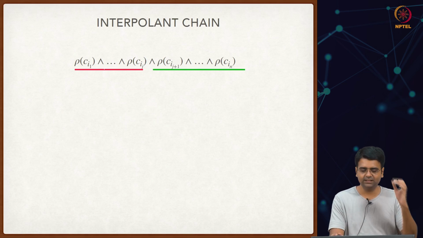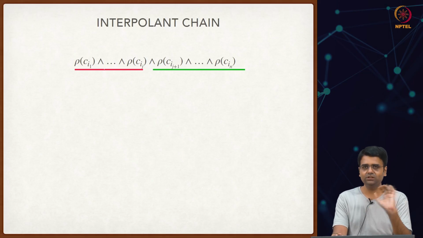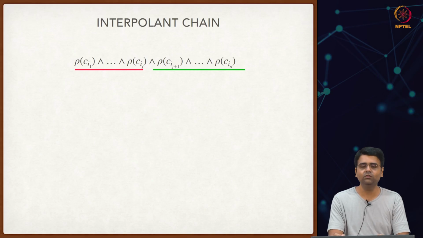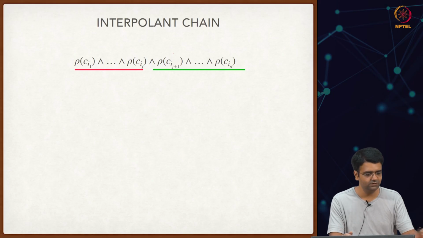And what we are going to show is that for each of those partitionings of the trace formula, right. So this is one possible partitioning. We are going to consider every possible partitioning of the trace formula, and for every partitioning we are going to find what the interpolant is. So what we will get is a chain of interpolants, right. So this interpolant Ij.